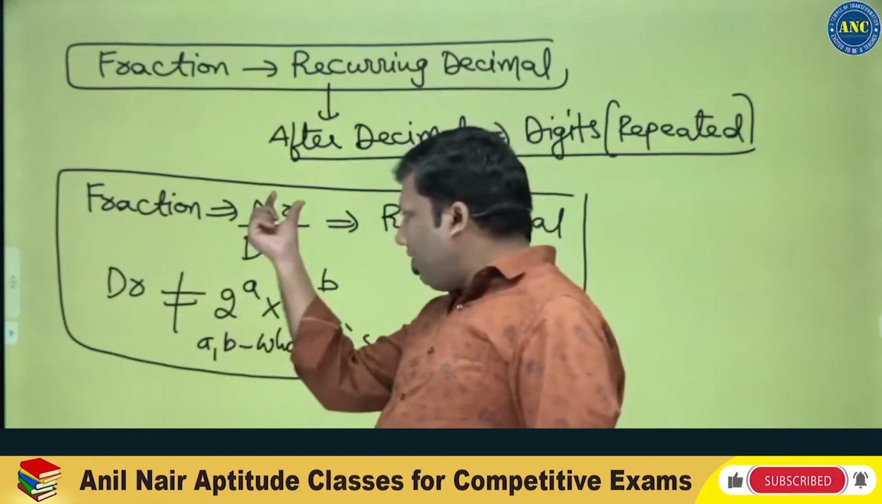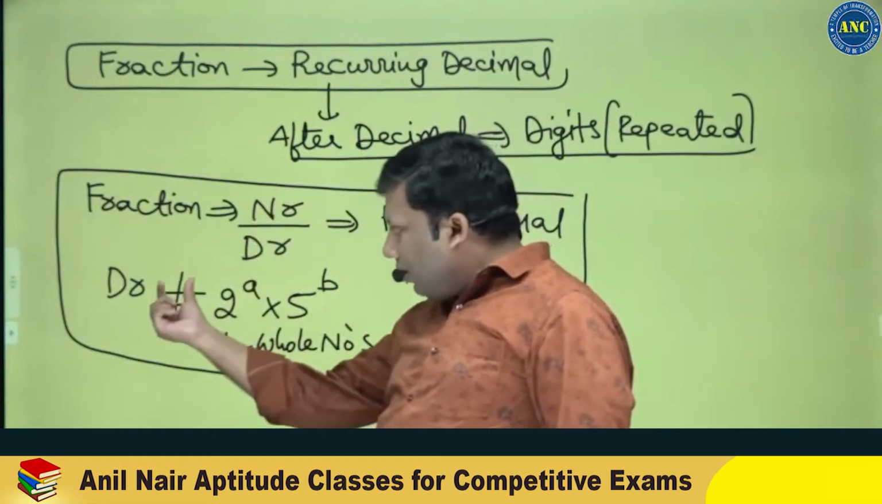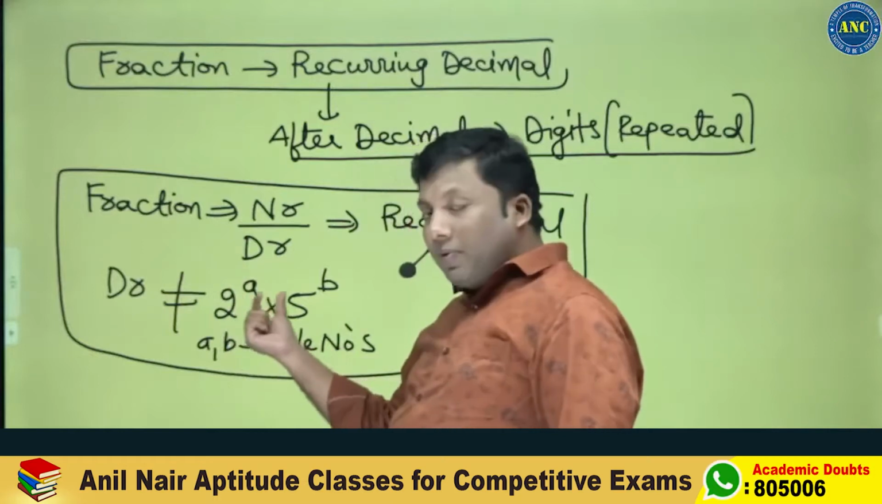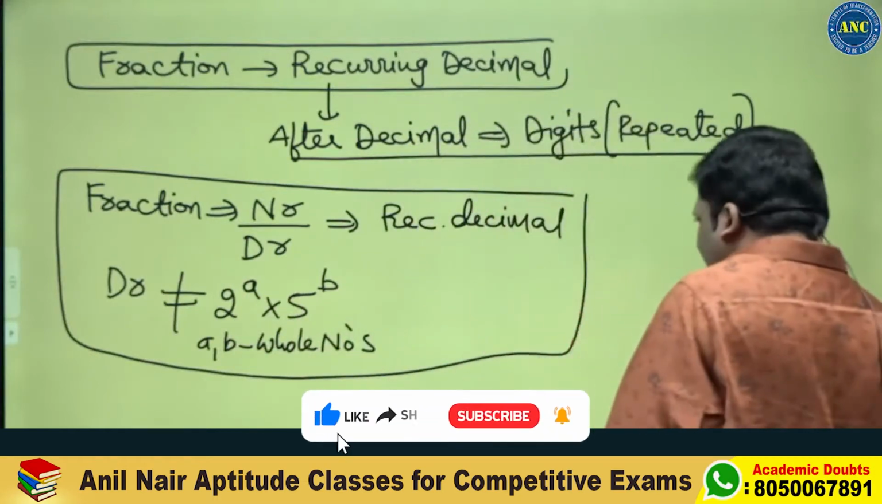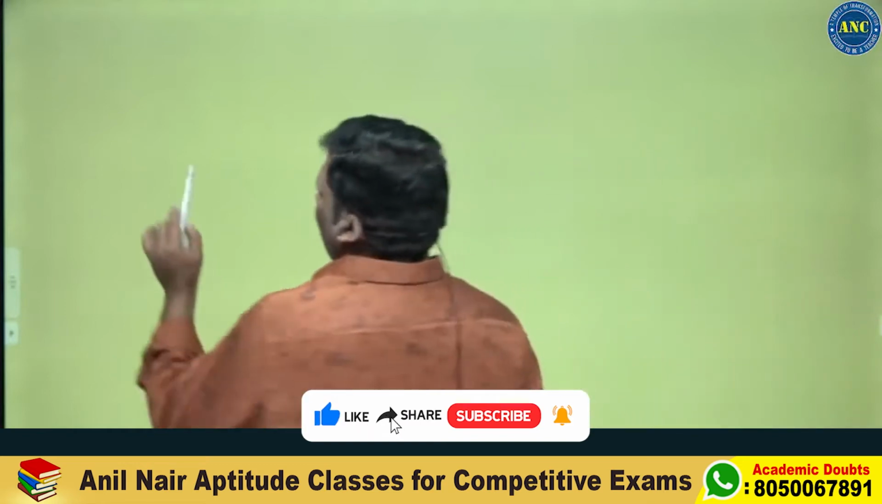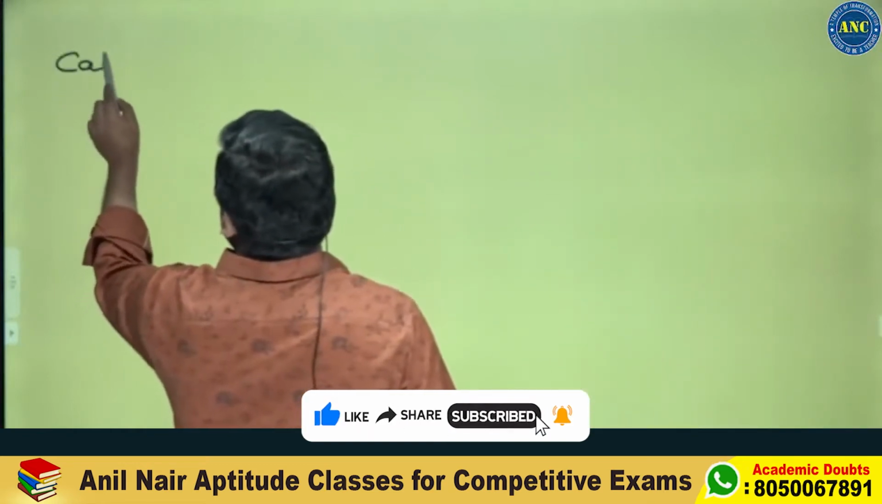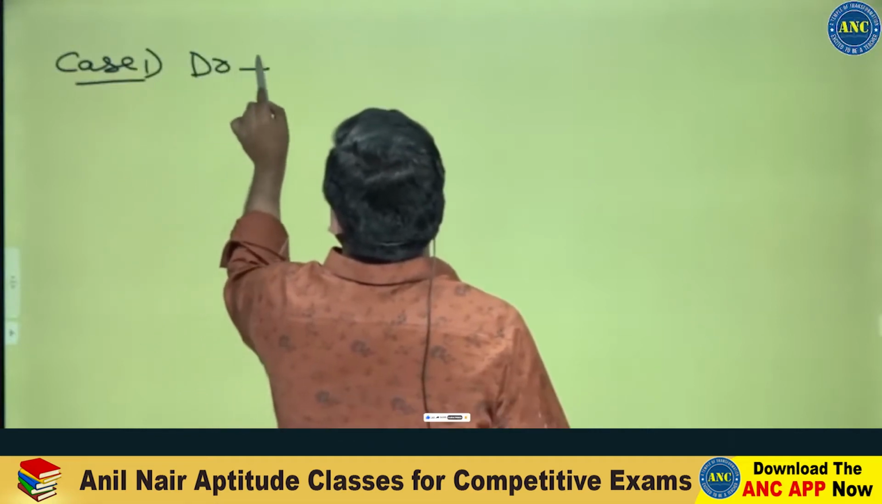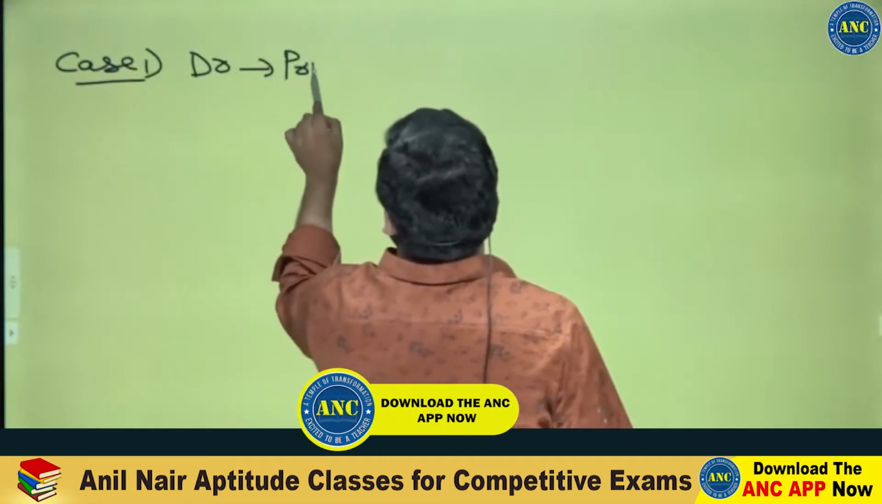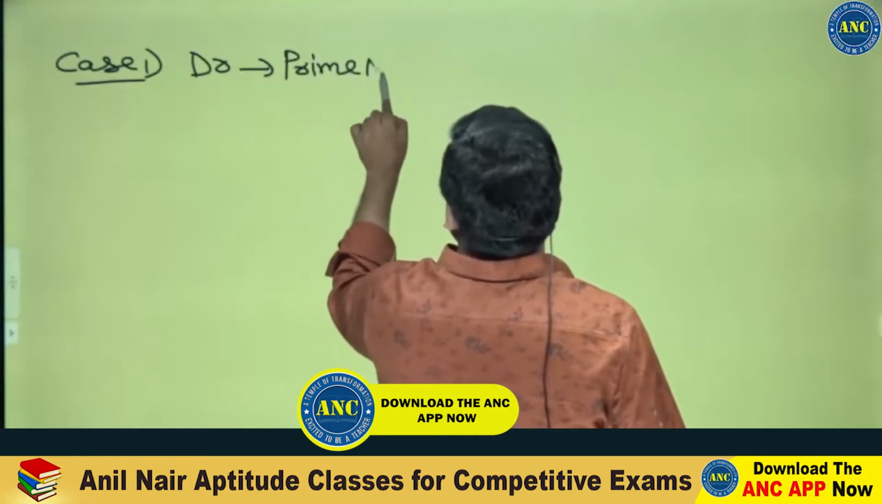A fraction will have a numerator and denominator. If the denominator does not take any power of 2 and 5, then I will get a recurring decimal. Listen carefully. Multiple cases which we will do. Case number 1: the denominator is a prime number.